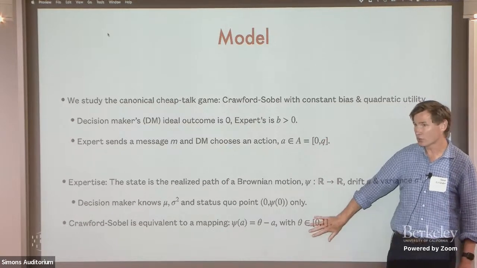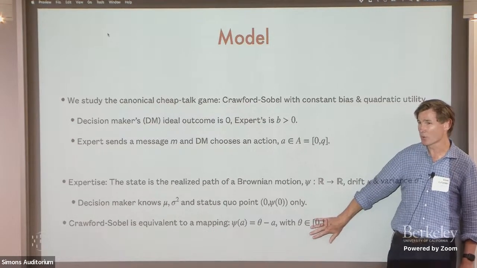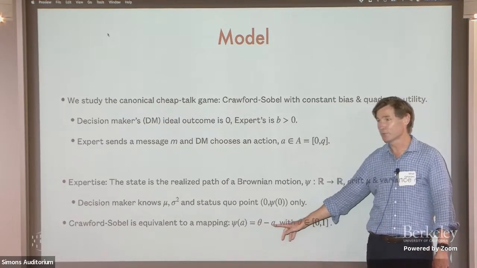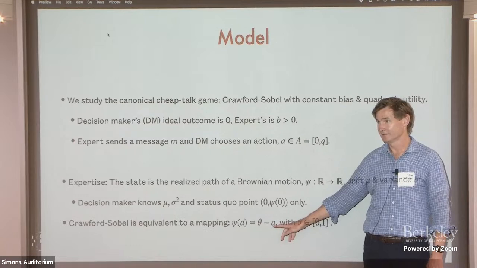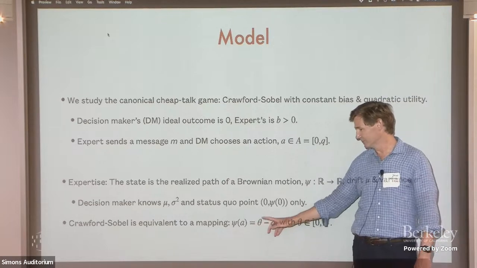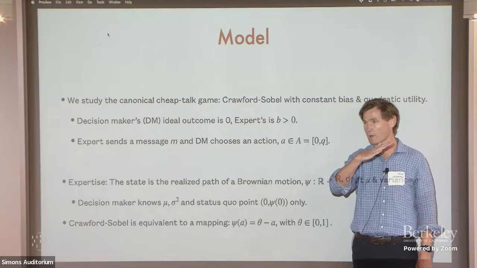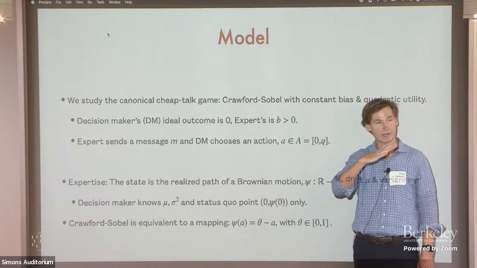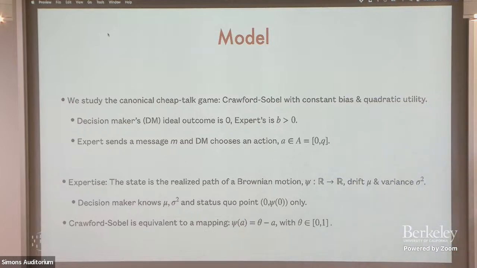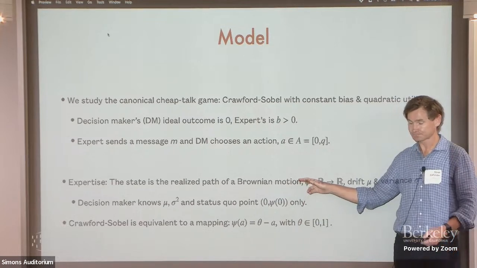We can contrast that to what the canonical Crawford-Sobel model is. Their model in this setting is equivalent to a mapping that is the state of the world minus the action. I'm going to give you a picture in a minute. It's equivalent to the expert knowing the intercept of a linear function of slope -1 in this case, and the non-expert not knowing it. So we fit exactly in their world. All we're doing is, instead of using this function, we're going to use the Brownian path.